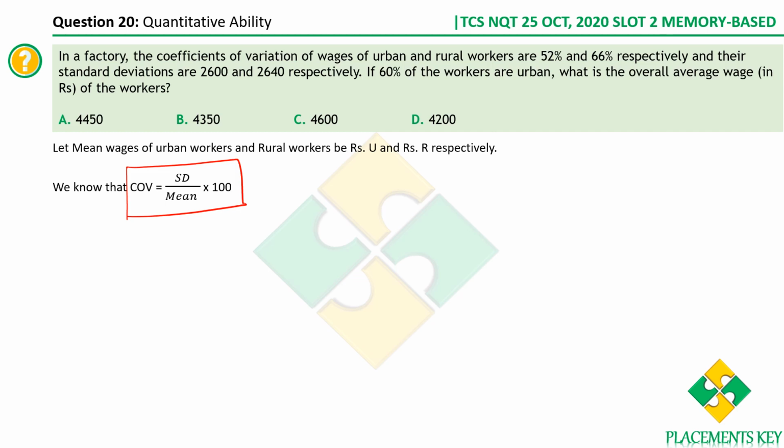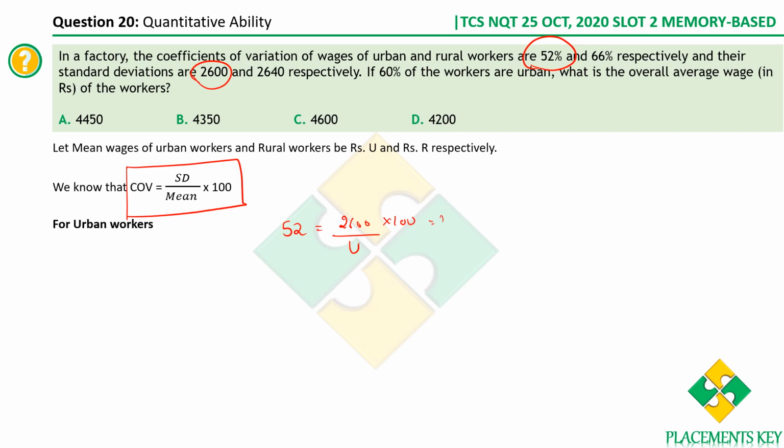Coefficient of variation is standard deviation by mean into 100. So let's try to apply this for urban workers. For urban workers, the coefficient of variation is 52%. So I'm writing that here: 52 is equal to the standard deviation of the urban workers, 2600, divided by the mean, which we are not sure of. That's what we are supposed to find, the mean of the urban workers. What is the mean of the urban workers? It is U, right? U into 100.